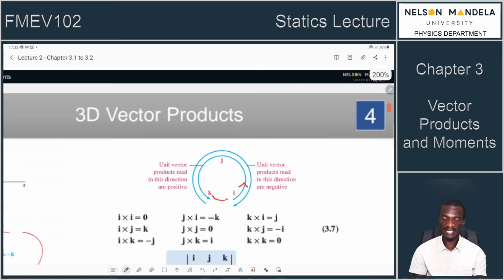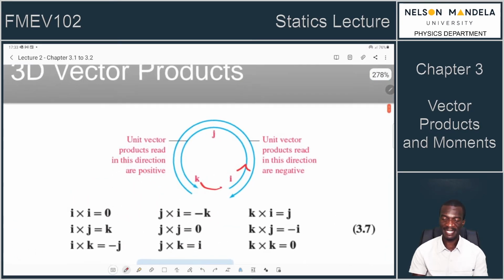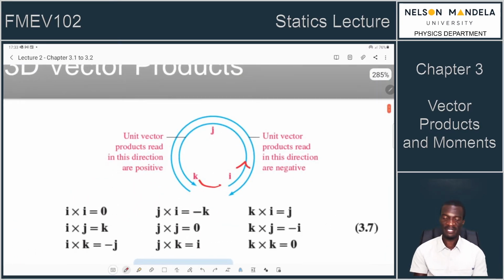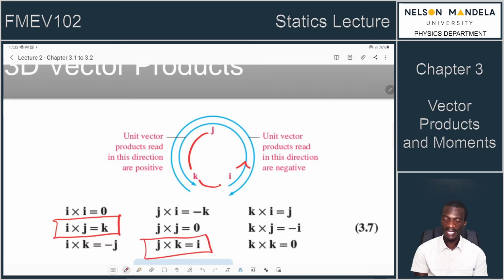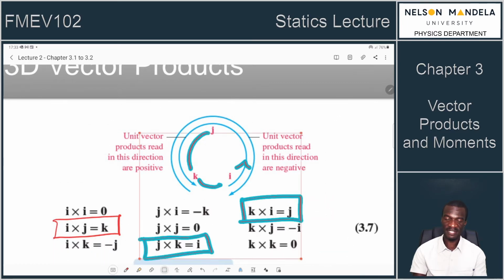So let's just see the summary table that explains that. The summary table is here to tell us that our i cross j gives us a k. Then we said our j cross k gives us an i. Our k cross i gives us a j. Now let's operate this the same way but in the reverse direction. So let's think about it in the reverse direction.